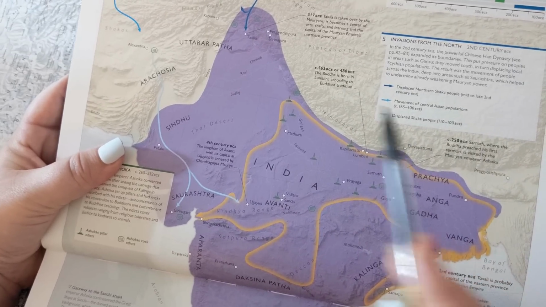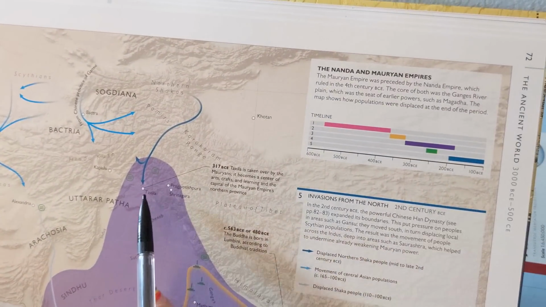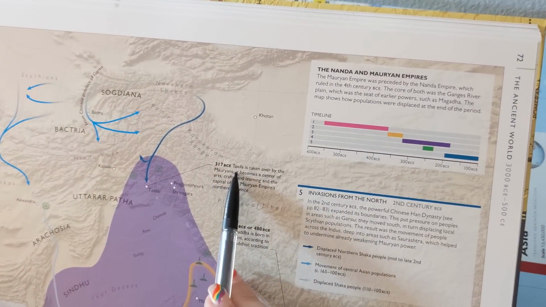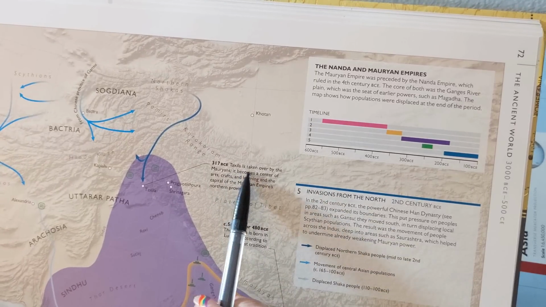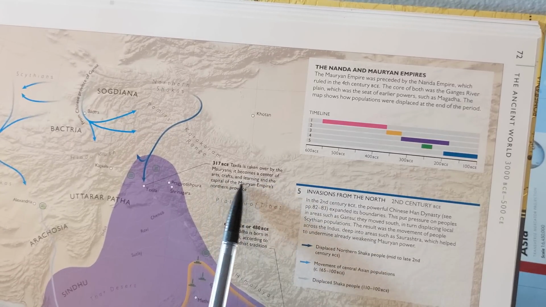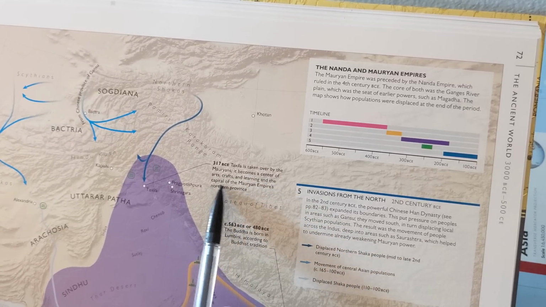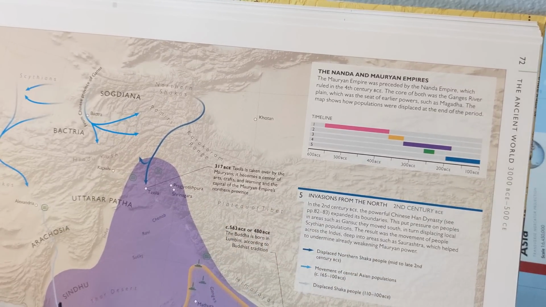Yeah, I didn't know a lot about this. Let's read all these little boxes and learn some more. It says right here in 317 BCE, Taxila, I have no idea how to pronounce that, is taken over by the Mauryans. It becomes a center of arts, crafts, and learning, and the capital of the Mauryan Empire's northern province.